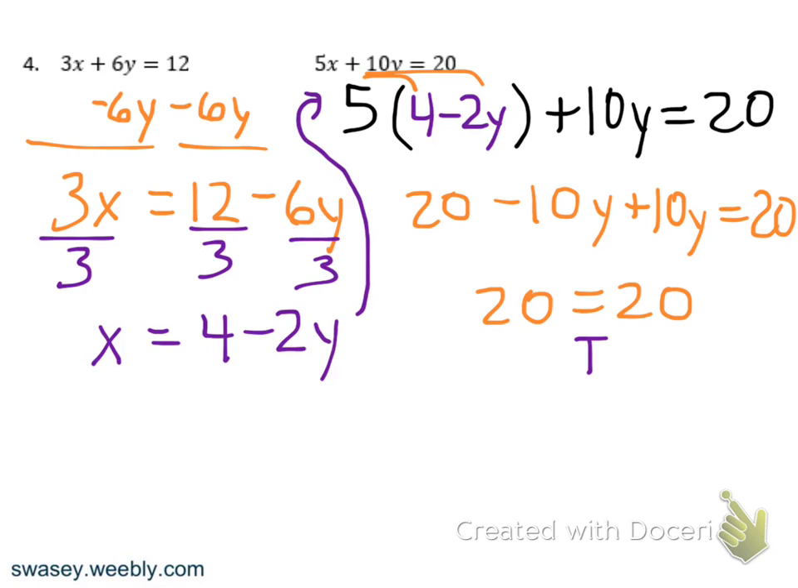So think back to your three possibilities. You've got to decide if it's going to be no solution or infinitely many. It's definitely not one solution because we weren't able to find the x and the y. So if it's true here, we're going to say infinitely many solutions. All the points on one are on the other. Or IMS for short.